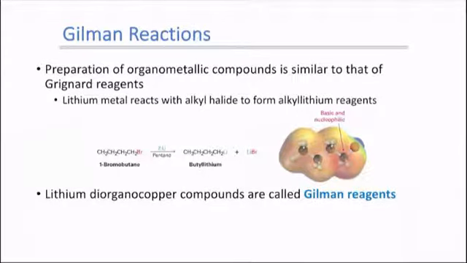Another organometallic coupling is our Gilman reactions. And so in Gilman reactions, we prepare them similar to the Grignards, except for Gilman, instead of using magnesium, we use lithium metal, and that'll react with alkyl halide to form an alkyl lithium reagent. That means that the carbon the lithium is attached to is very basic and also considered nucleophilic. So it's considered a nucleophile. So it essentially has that negative charge on it, and our lithium is a positive charge.